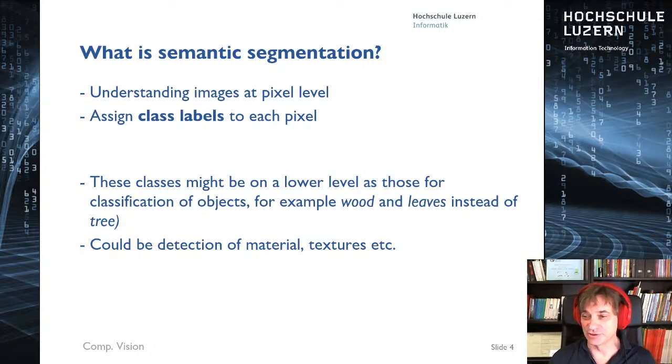Maybe we would not be looking for a tree at pixel level, because this is difficult to find, and you need a larger neighborhood to see if the image actually contains a tree. But we could, for example, identify wood texture or leaves in the image, and then in a subsequent step that would help us to identify the tree. We will see some examples. This pixel-level segmentation could be something like material detection or texture detection, or also in medical applications, some detection, for example, on the skin.